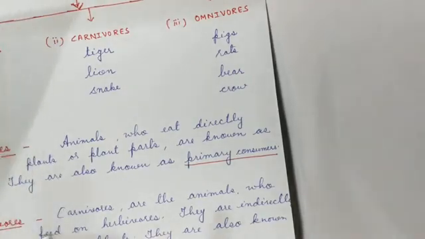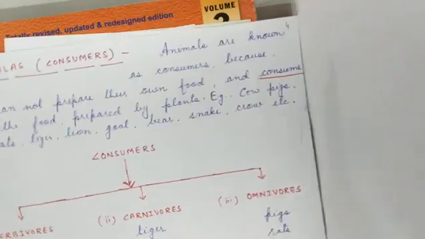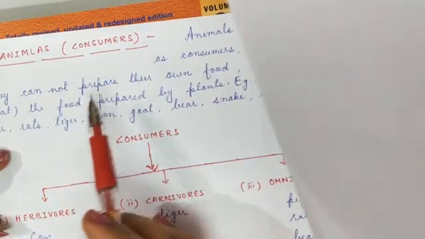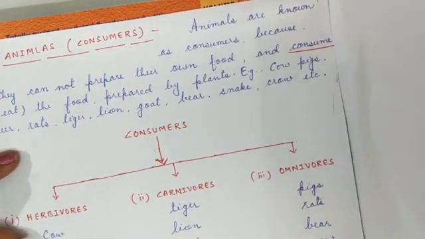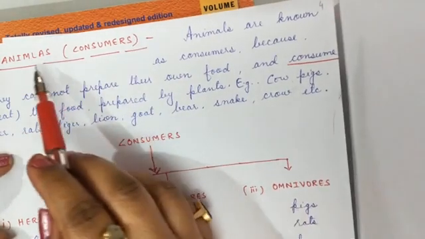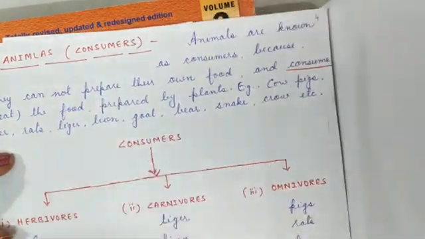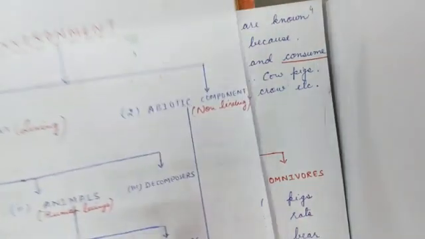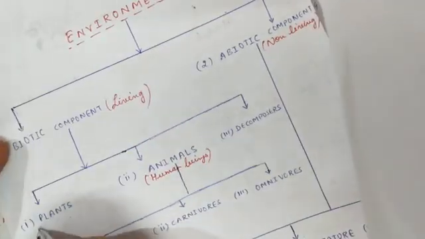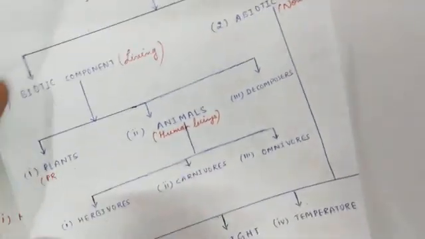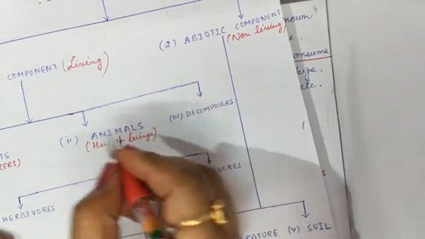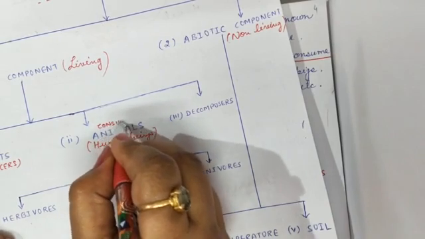Now, after plants, what was the second biotic component of environment? Yes, they are the animals. Animals are also known as consumers. Do you know why? Because plants are also known as producers and animals are known as consumers.